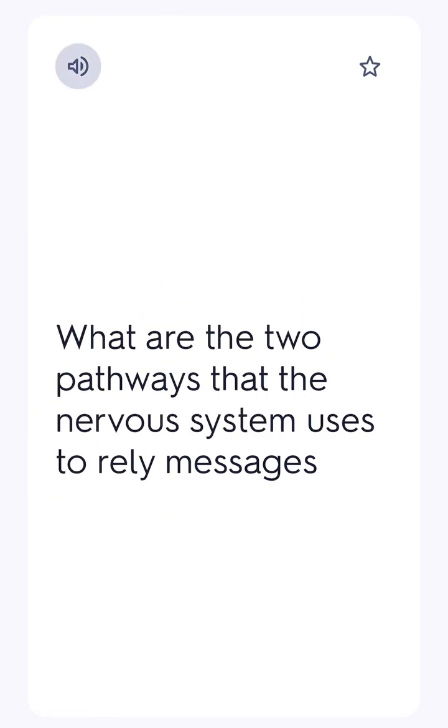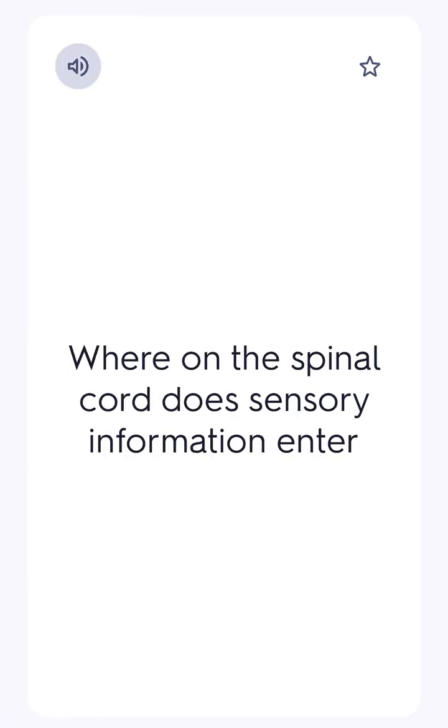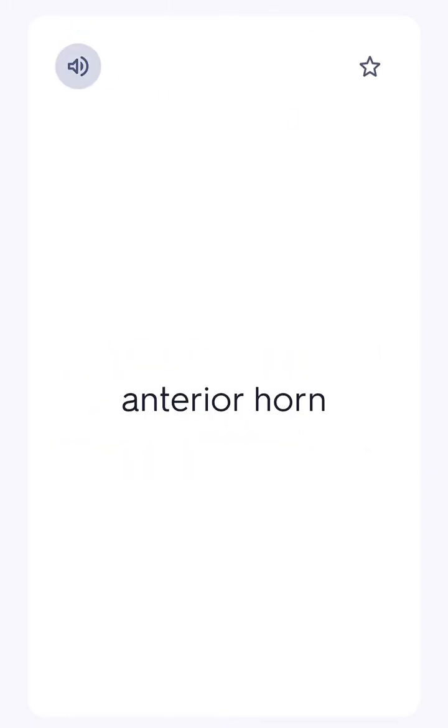What are the 2 pathways that the nervous system uses to relay messages? Afferent and efferent. Where on the spinal cord does sensory information enter? Dorsal horn. Where on the spinal cord does motor response exit from? Anterior horn.